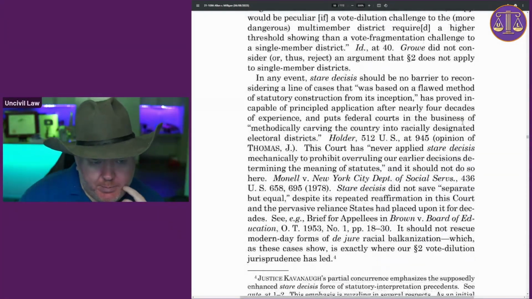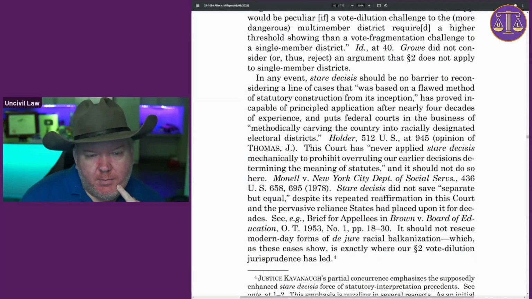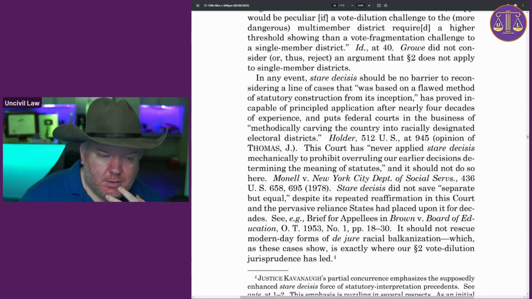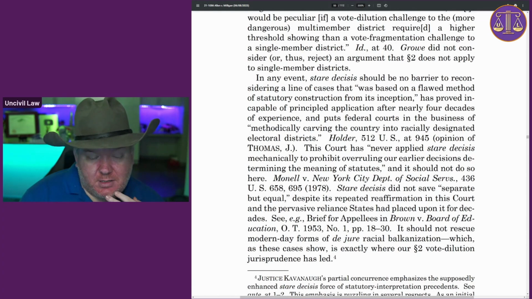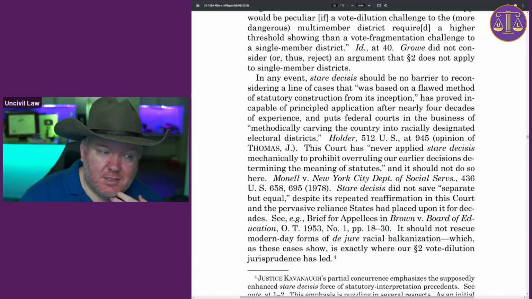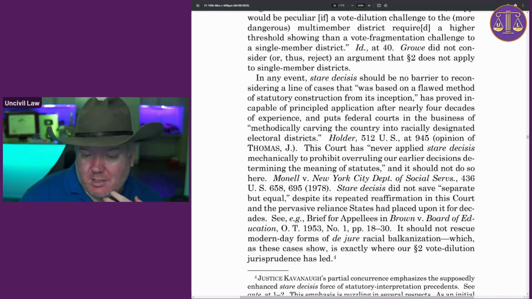Stare decisis should be no barrier. Was based on a flawed method. It's proved incapable of principled application. They just think the precedent is wrong. They think it's unconstitutional. Oof, hardcore.